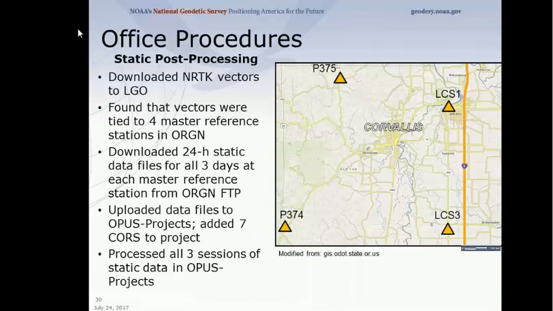When we downloaded the data, we ended up having vectors radiating out of 4 different base stations in the ORGN. So we went to ODOT's website and downloaded the static data files for those 4 stations, those 24-hour data files for 3 days. We uploaded them to Opus Projects, added 7 additional CORS, and then did all of our session baseline processing of the static data in Opus Projects.